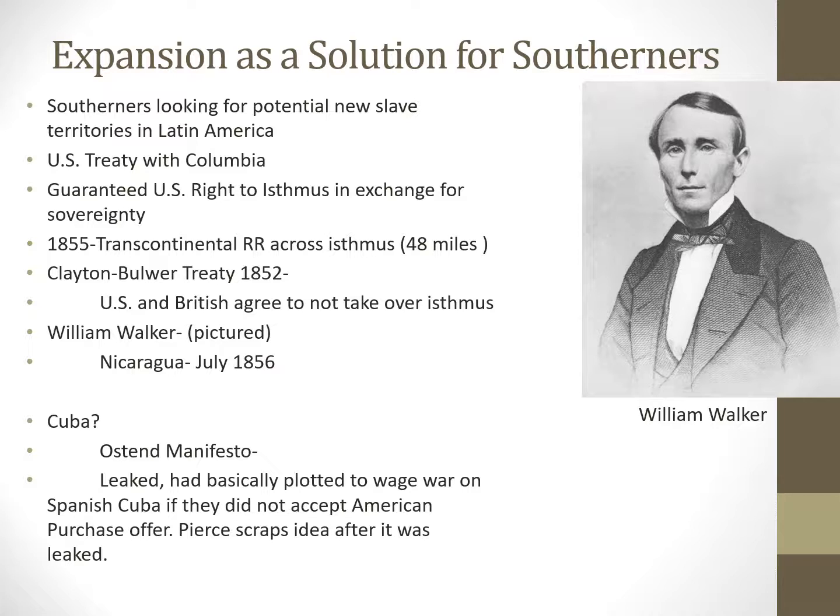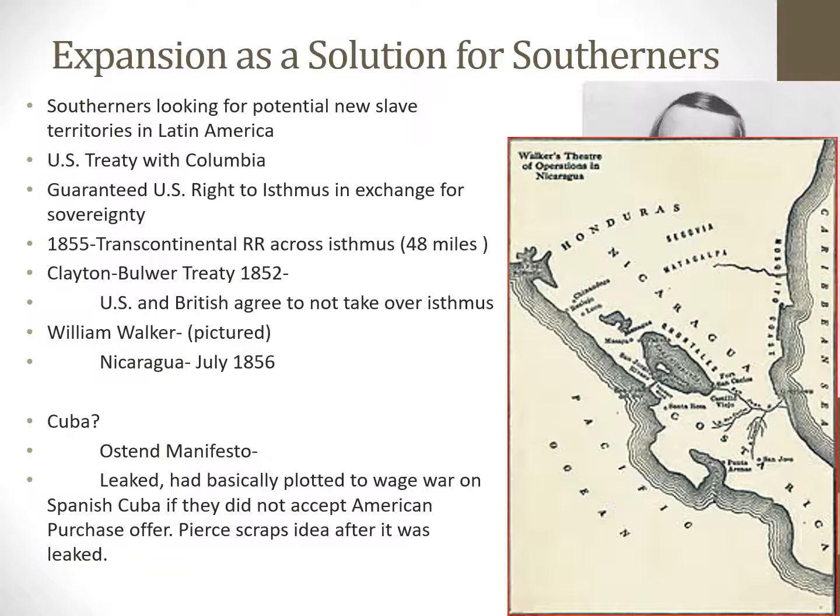But William Walker, and this is a map, this is William Walker's map of Nicaragua territory. William Walker was one of a number of Southerners who wanted to find new slave territories to bring into the Union, and many of them looked to the Caribbean and South America. Nicaragua was particularly a desirable location because of Lake Managua, the big lake you see there, where during this time period there were significant movements to try to build a canal.